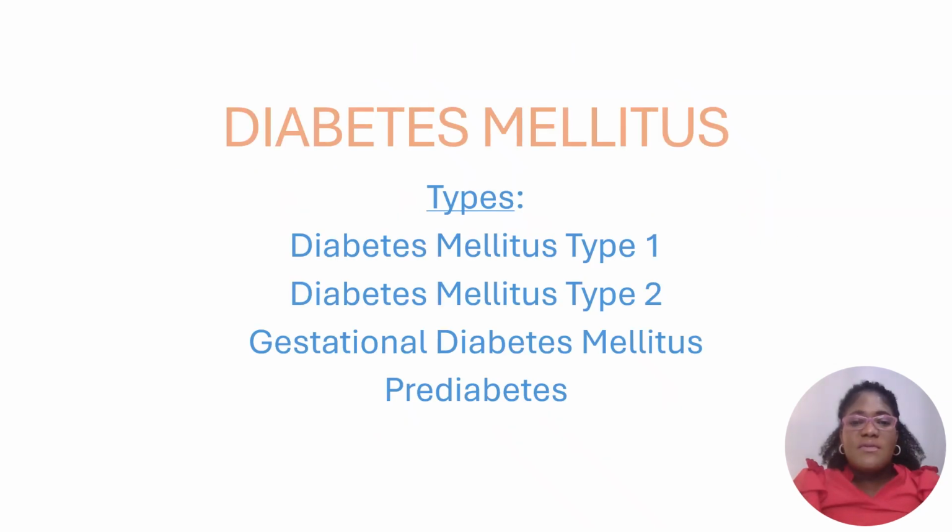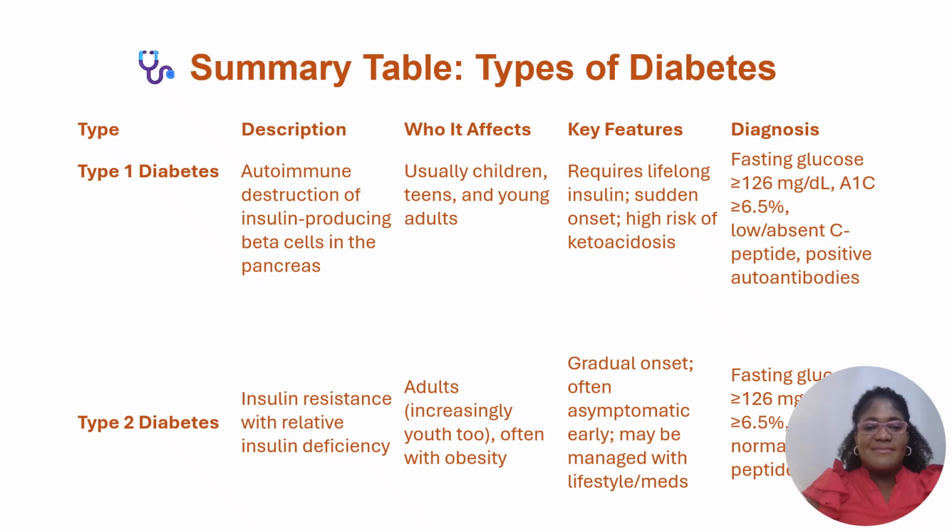Let's go through the different types of diabetes. There's type 1, type 2, gestational diabetes, and prediabetes. This next slide is a summary table of the different types of diabetes, some of the key features, the description, what age group is being affected, and how a diagnosis is being made. We're going to start with type 1 diabetes.